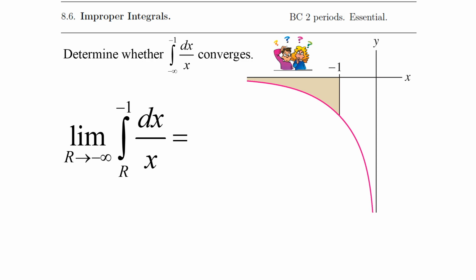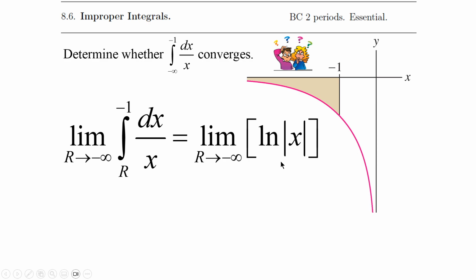Okay, got it going here. So, well, I'm glad you guys all know what the antiderivative of 1 over x is. Isn't that going to be the natural log of, and will we need an absolute value? I believe we will. Absolute value of x. Okay, and now let's put in our bounds. So we're going to go from r to negative 1. Okay, that looks really clean right there.